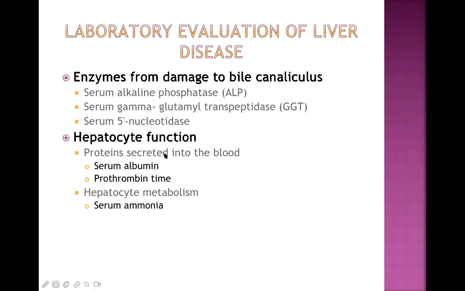Now, to know how well the liver is functioning, we have to go for this type of test. What is the total serum albumin level? And what is the prothrombin time in the patient? And another one, what is the level of serum ammonia or urea? Let me say a little bit about them.